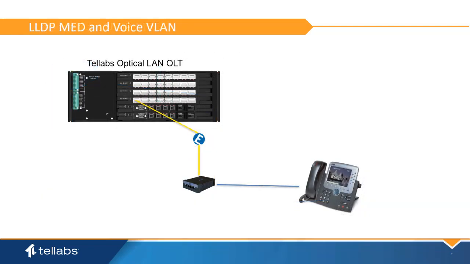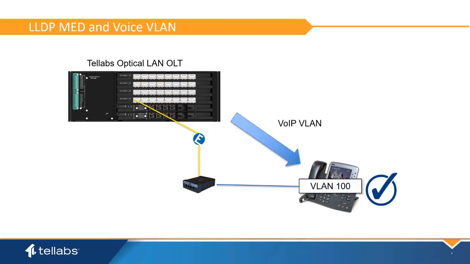For phones that support the configuration of voice VLAN via LLDP, the Tellabs OLAN system can be configured to pass this information on to the phone. This is done with the network policy encoded as a type length value, or TLV, in the LLDP messages. Configuring the system to send the network policy TLV allows the phone during its boot cycle to configure itself automatically with the voice VLAN.